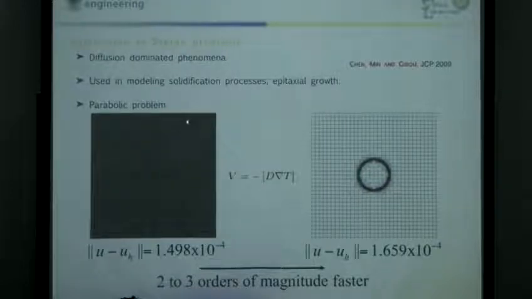But the solution you have here, you don't need this resolution here, okay? And of course, what you gain is, since you have many fewer grid points, you have a linear system that is much, much smaller, and so the solution is much faster.